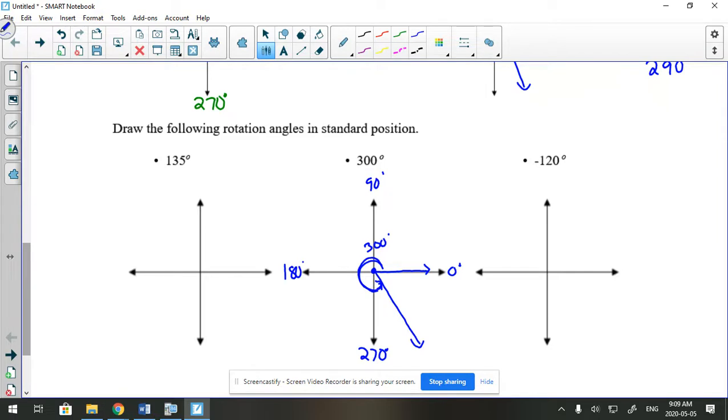Let's do a negative one, so I have negative 120. Starting out, it's the same. But now I'm going negative 120. That means I'm going the opposite direction.